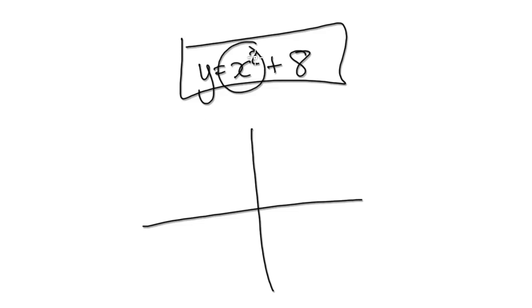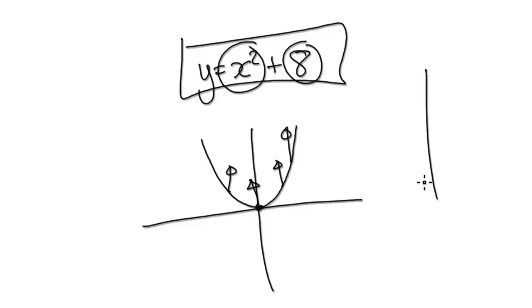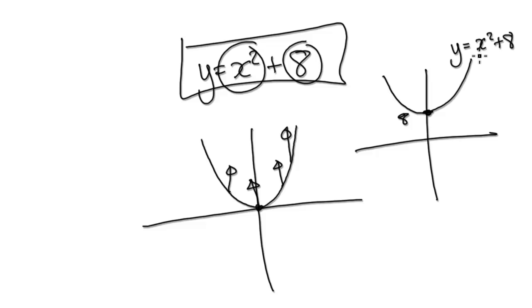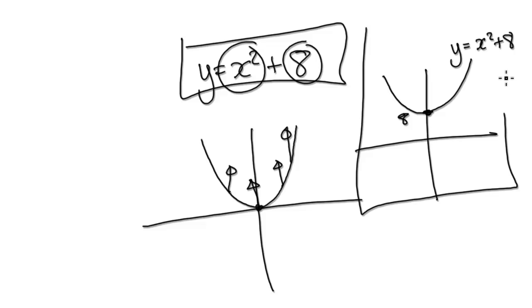So x squared, in your mind, you would visualize x squared as this. And then when you add 8, you drag up everything by 8. So everything moves up by 8. So your final graph will look something like this. And then label this as 8. And then put the equation here: y equals x squared plus 8. So your final answer should look something like this.